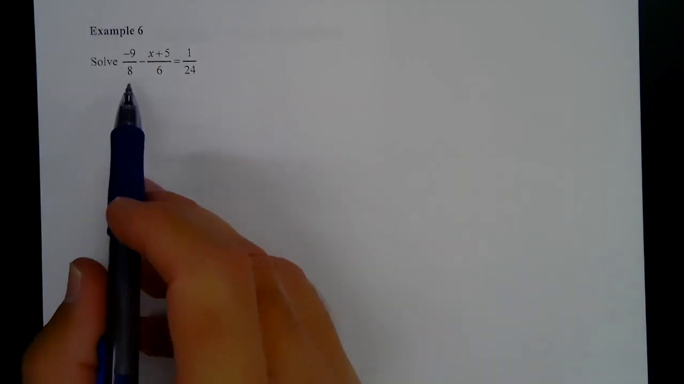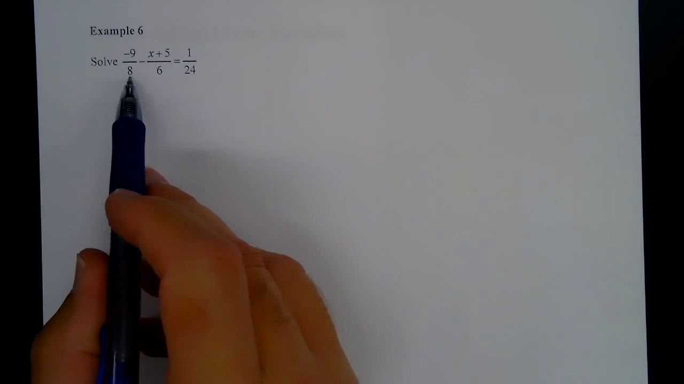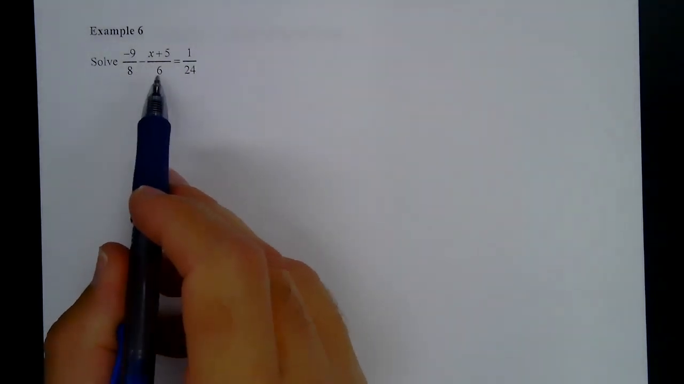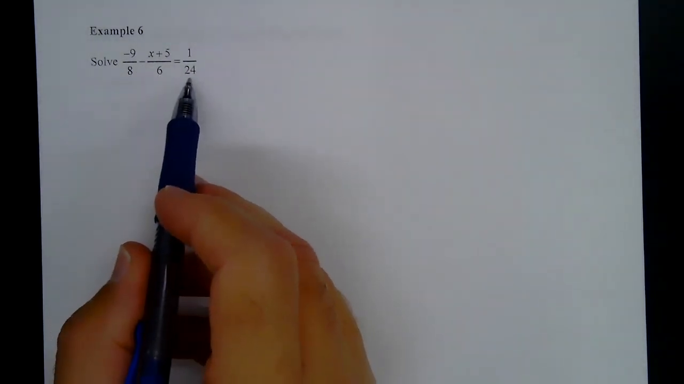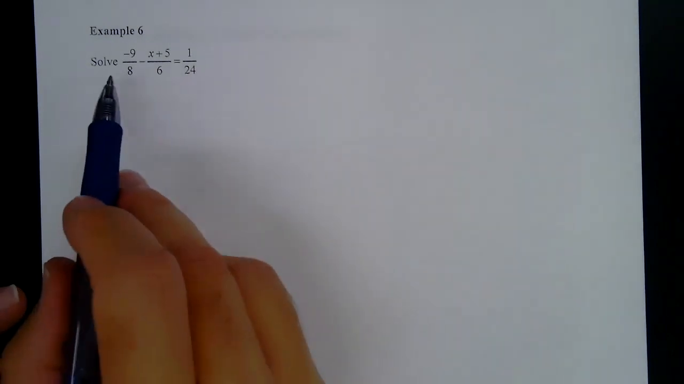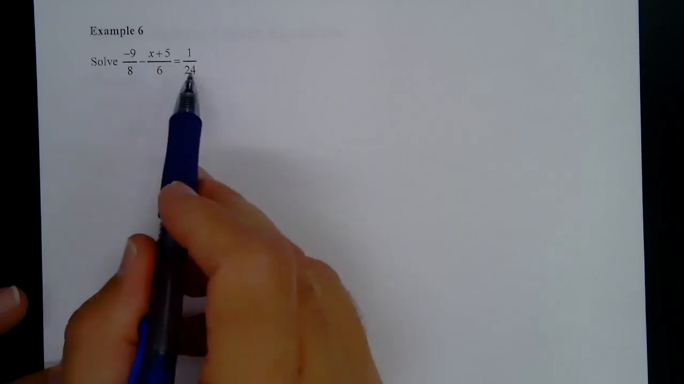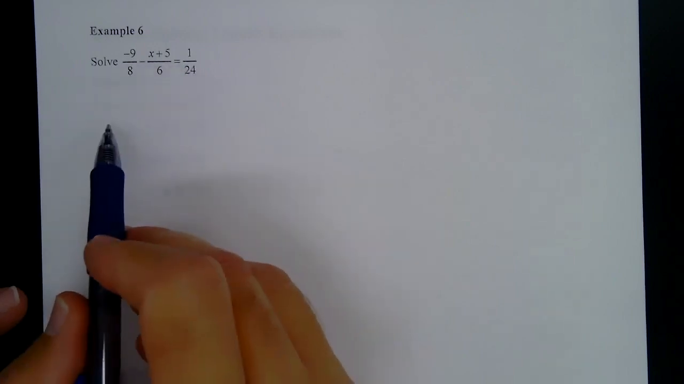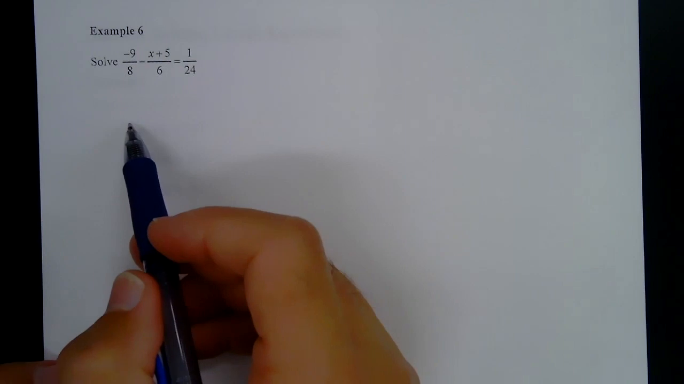So for this next example, we actually have 3 denominators that we want to get rid of. There's a denominator here of 8, and then we're subtracting here. And here we have a denominator of 6, and here we have a denominator of 24. So what do we want to multiply both sides of this equal sign by in order to cancel all of these out? Some of you know it right away. Some of you will need a little bit more work.